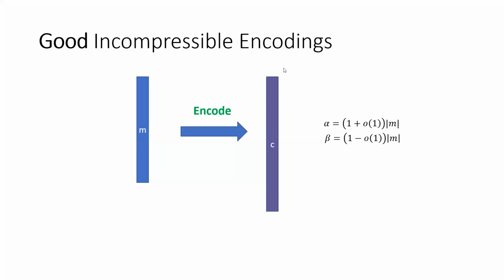So here we want the code word size to be almost as big, not much bigger than the message size, just 1 plus little o(1) times the message size. So let's say the overhead is less than like 1%, and beta also to be 1 minus little o(1) of the message size. So you cannot even save 1% in storage when you want to store this code word.